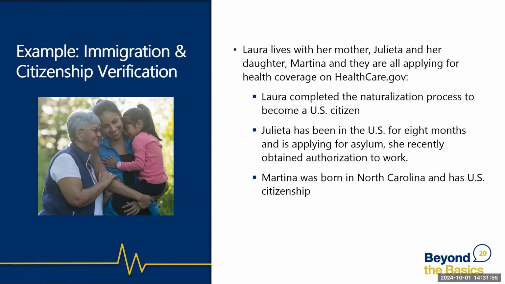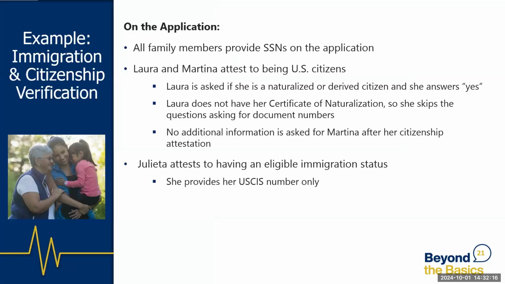Laura completed the naturalization process to become a U.S. citizen. Julieta has been in the U.S. for 8 months and is applying for asylum. She recently obtained authorization to work, and Martina was born in North Carolina and has U.S. citizenship. Next slide, please. On the application, all the family members provide their social security numbers.